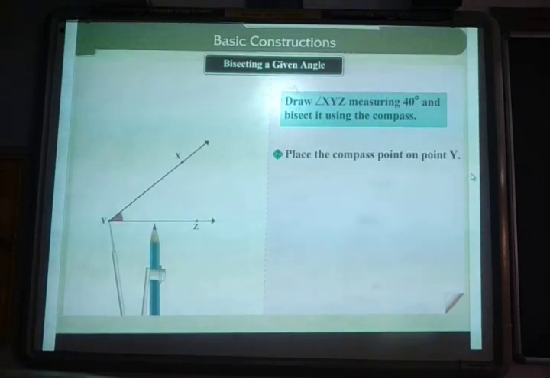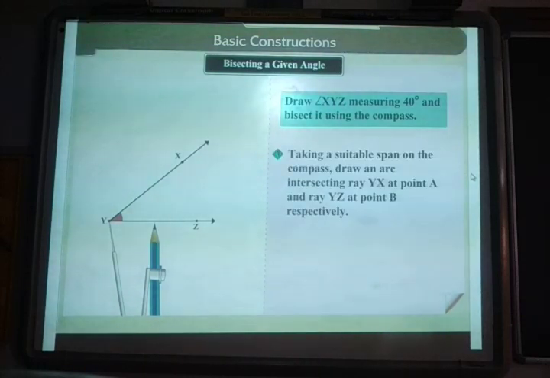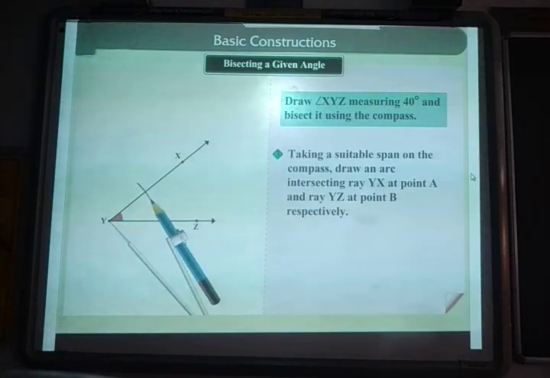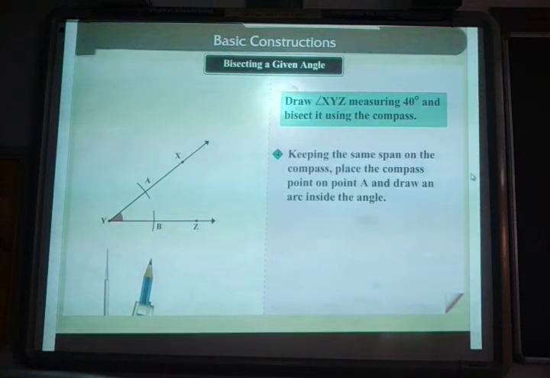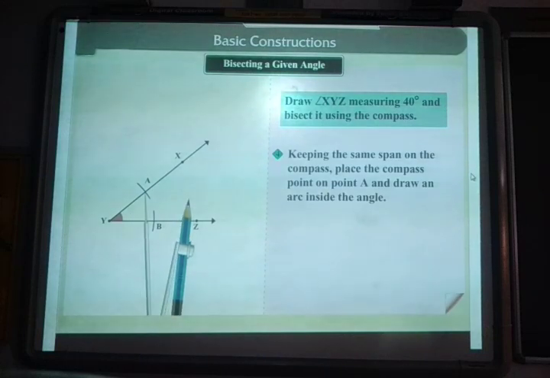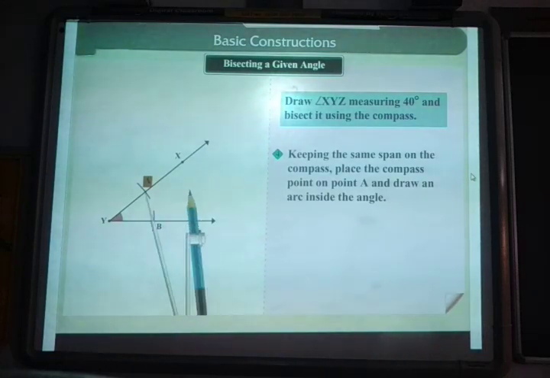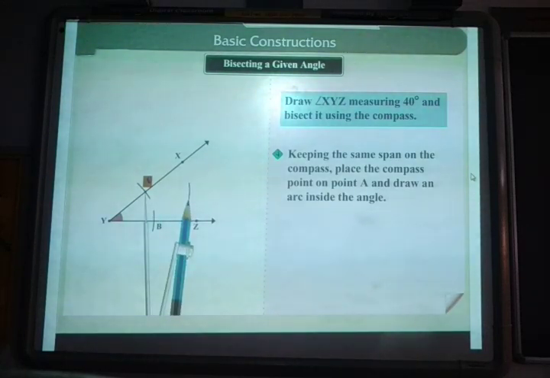Place the compass point on point Y. Taking a suitable span on the compass, draw an arc intersecting ray YX at point A and ray YZ at point B respectively. Keeping the same span on the compass, place the compass point on point A and draw an arc inside the angle.